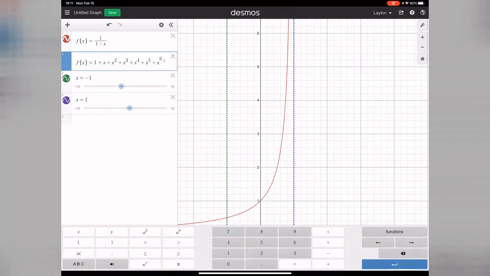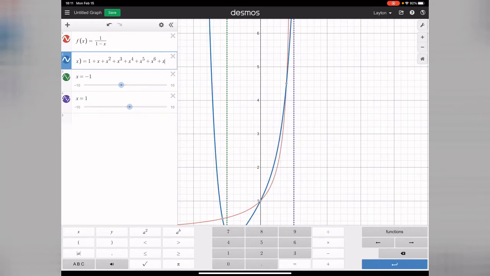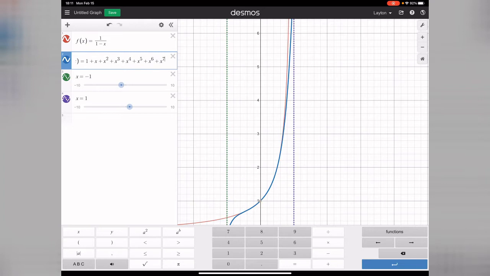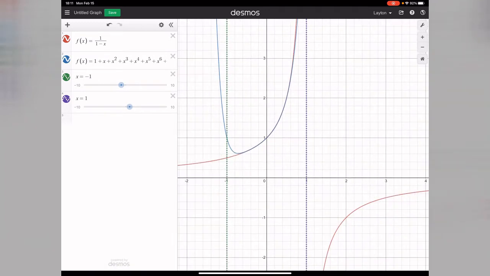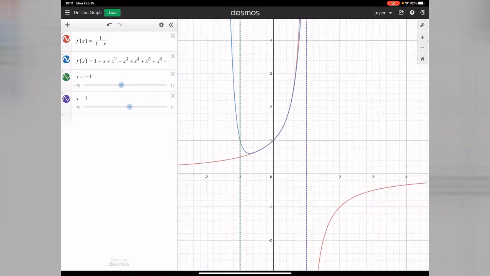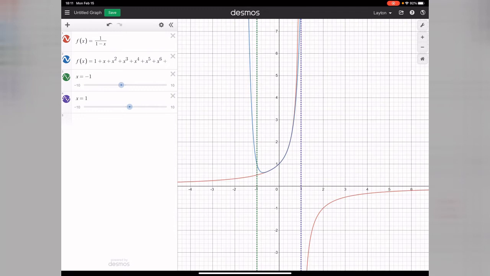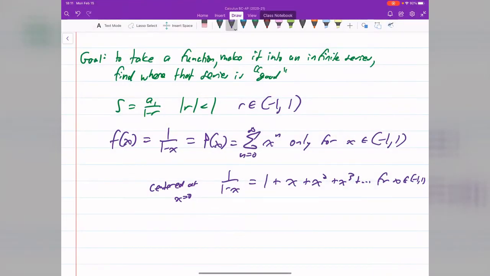And let's stick in a few more terms just to be very clear about what's happening. So x to the 6th plus x to the 7th plus x to the 8th. Every successive term makes that blue line match the red line more and more and more. But it won't occur outside the interval of -1 to 1. That is the interval of convergence, and it doesn't include -1 and 1 because in a classic geometric sequence, the endpoints of -1 to 1 do not form a geometric sequence.